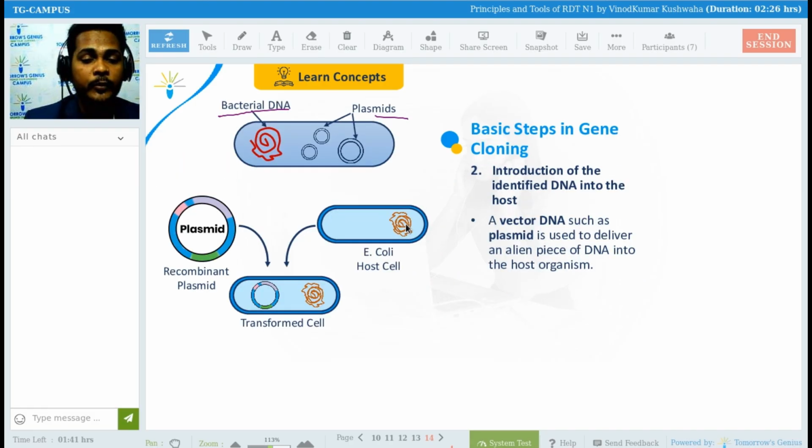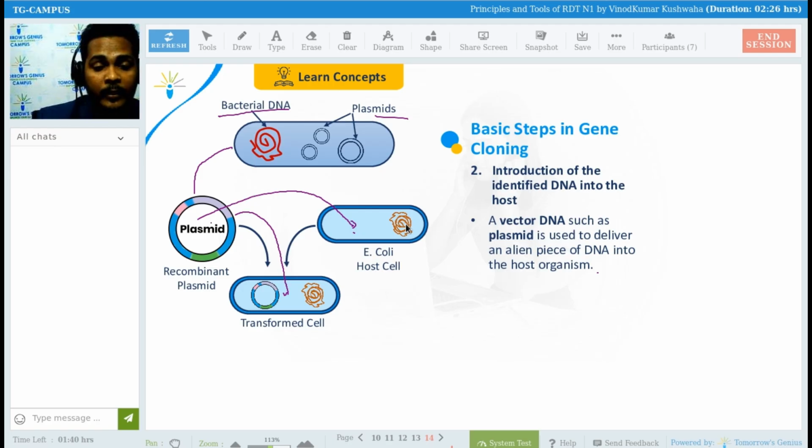Okay, and what is that suitable host? E. coli can act as a suitable host. So the vector DNA such as plasmids is used to deliver an alien piece of DNA into the host organisms. Why do I need to introduce my desired gene into the vector? Because this vector has the capability to introduce themselves into the desired host organisms, and that's why I first introduce this plasmid into the host E. coli, and this host E. coli later transforms and makes multiple copies. So this is another step, that is introduction of the identified DNA into the host organisms.